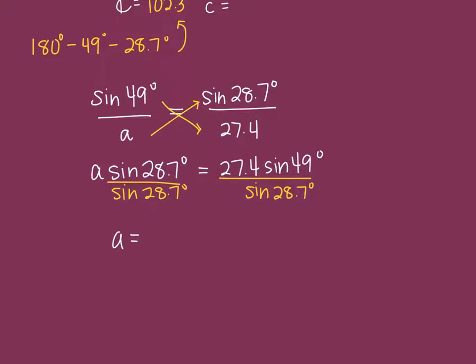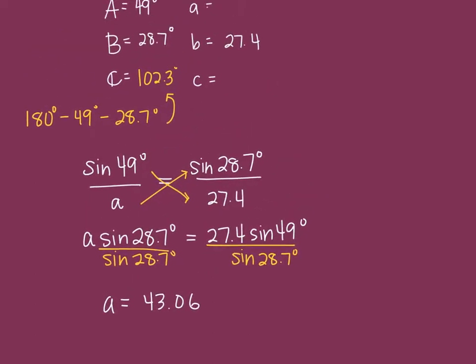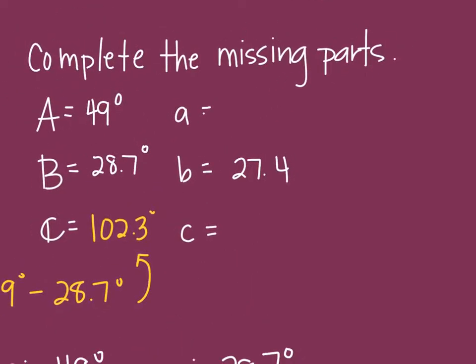So it's pretty straightforward. 27.4 times the sine of 49 degrees divided by the sine of 28.7 degrees. And as long as you are in degree mode, you should get 43.06. All right, so that completes the leg for A. So I can go back to my list, and I now know that is 43.06.